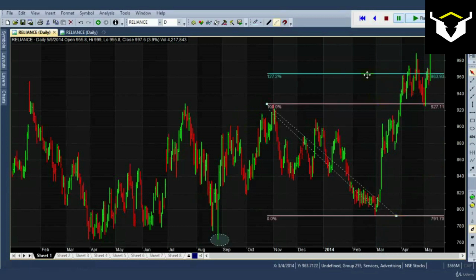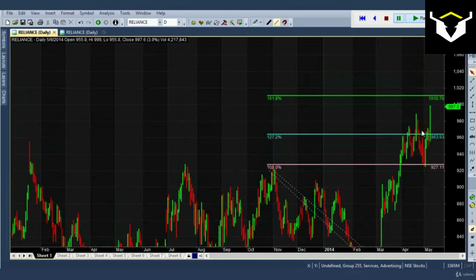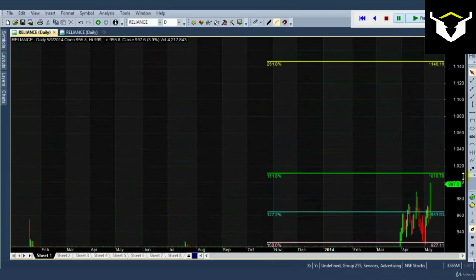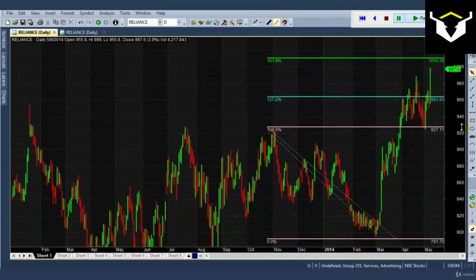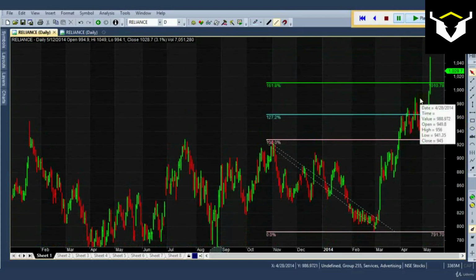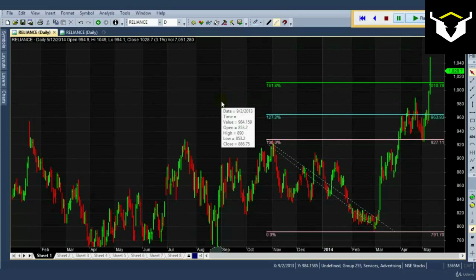As of the last bar, prices found resistance at 127%, but prices have now breached the level of 127% and are moving up. 161.8 stands at 1010 and 261.8 stands at 1046. Let's go and add some bars and see what happens next. Prices break above 161%, making it clear that prices are not interested in finding resistance at 161, whereas they want to go ahead. So we'll go ahead with price and see.